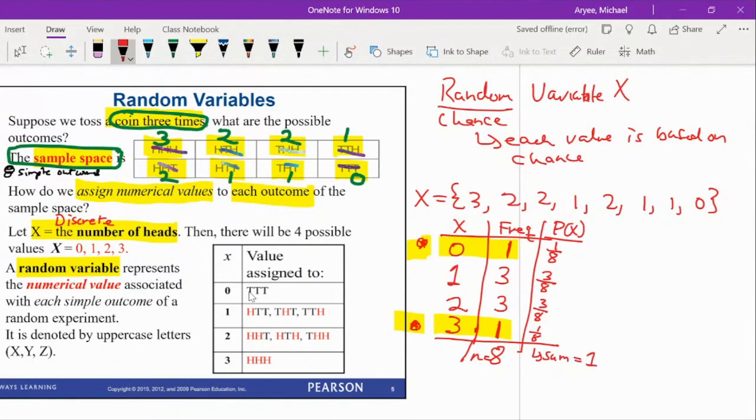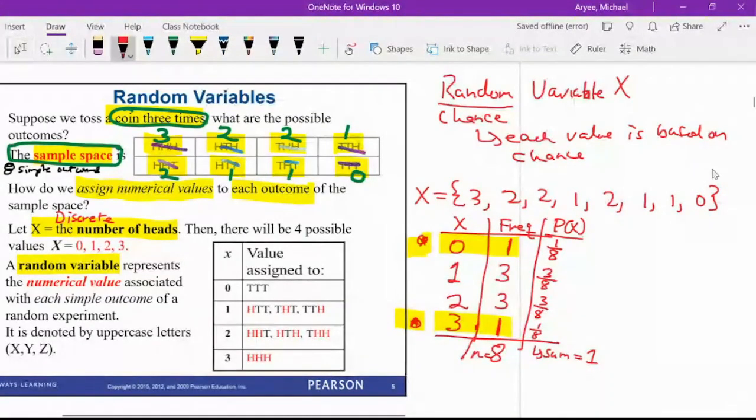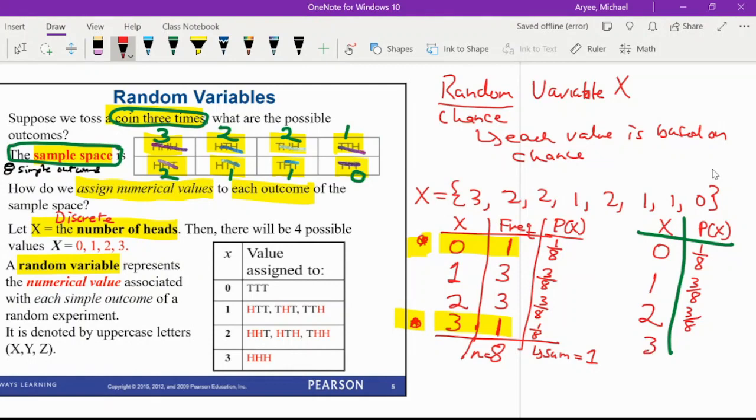Now, let me make it simple by drawing just a table with 2 lines. Let me write it in the simple form. This is x, and this is the probability of x. No heads, it's 1 out of 8. One head is 3 out of 8. Two heads is 3 out of 8. Three heads is 1 out of 8. The total probability is always 1.